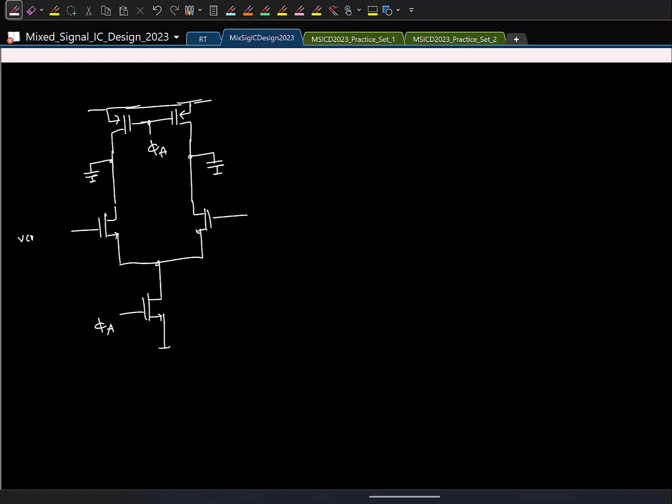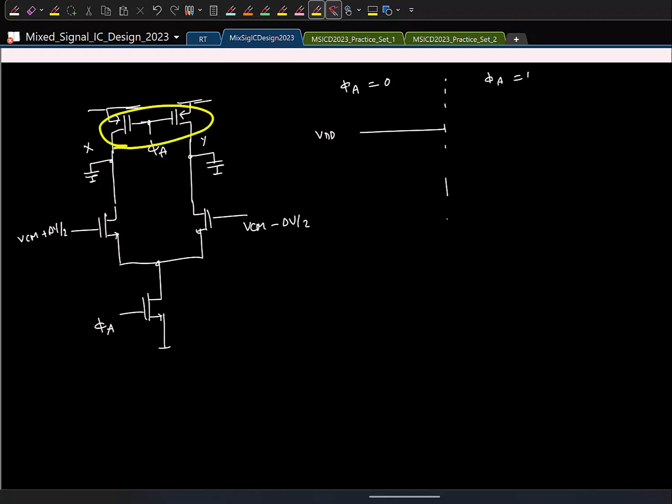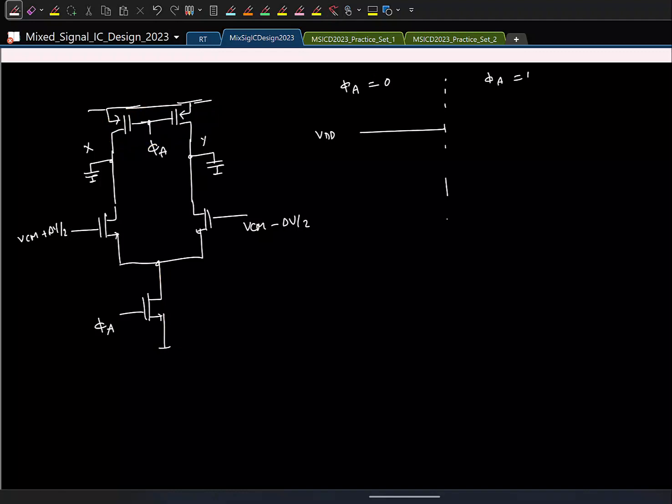So let us say here we apply VCM plus delta V by 2. Let us say when phi A is 0, if I call the outputs X and Y, what happens to X and Y? When phi A is 0, what happens to the transistors? So these are on, this one is off. So the output nodes X and Y are pre-charged to VDD. So they will be at VDD. And let us say at this point phi A is made high. Now what will happen? These transistors will be off and this will be on, right? So essentially the circuit will look like this.